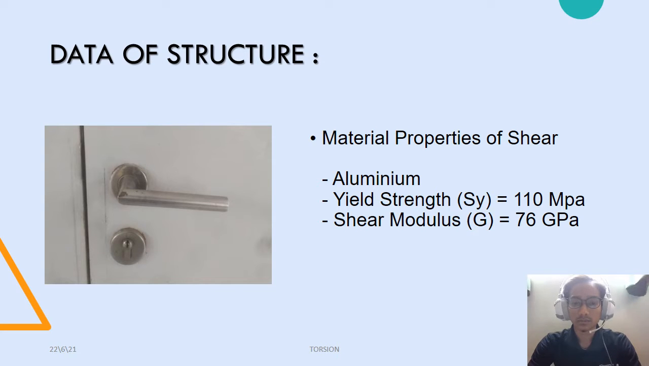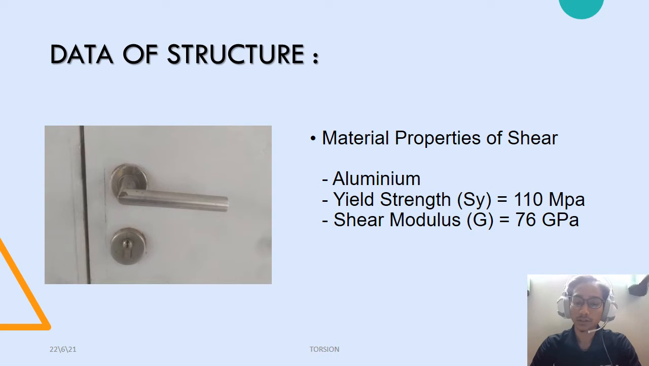Hello and very good afternoon. My name is Lokman Nur Hakim bin Jamil. Today I will present about the data of structure. We pick the doorknob lever type as our model to discuss about the torsional of this assignment.